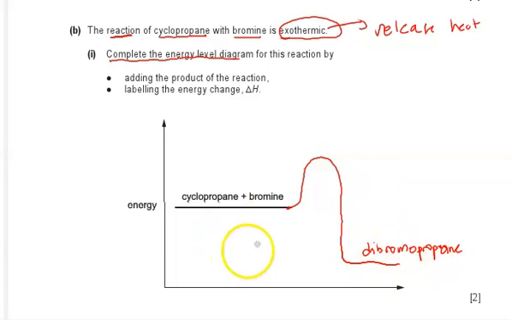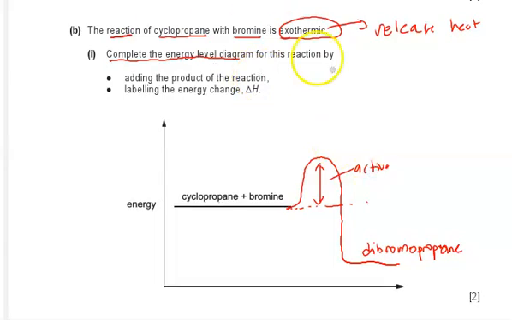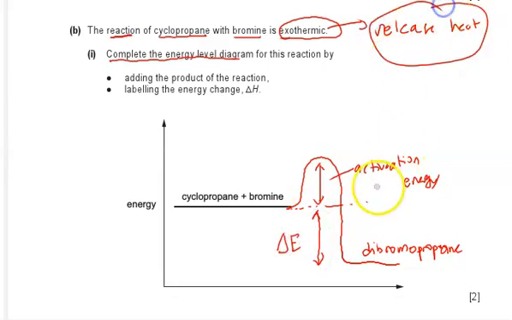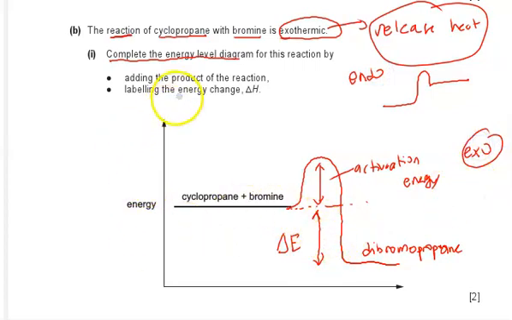Okay, so this dibromopropane, and not to forget, here we will have an activation energy. Okay, this is the activation energy, and then the energy loss will be here, from here to here. So this is the energy that is lost, released as heat. All right. So if you have an endothermic graph, it should be going up and staying high. So this is endo, and this one is exo.